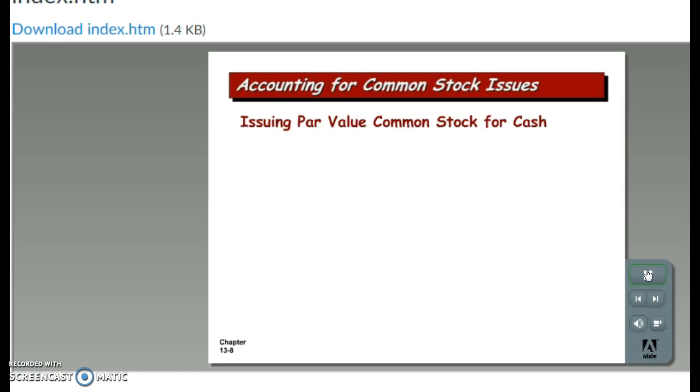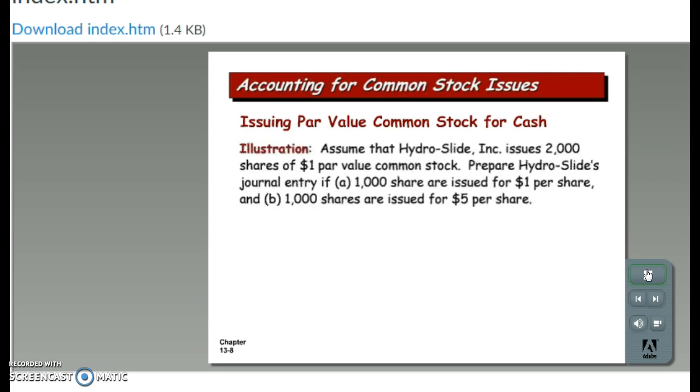In this slide, we will examine the journal entries related to issuing par value common stock for cash. The illustration involves an issuance of 2,000 shares of $1 par value common stock. If 1,000 shares are issued for $1 per share, the journal entry will reflect an increase or debit to the cash account for $1,000. Because there is an increase in common stock and owner's equity account, the common stock account is credited. The amount recorded into the common stock will reflect issued shares of 1,000 multiplied by the par value of $1.